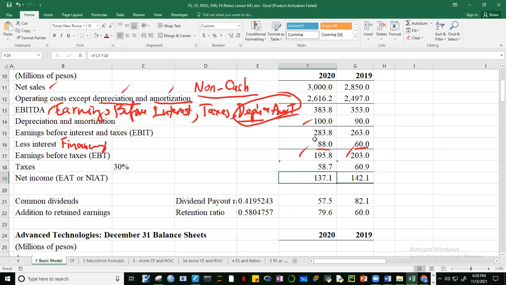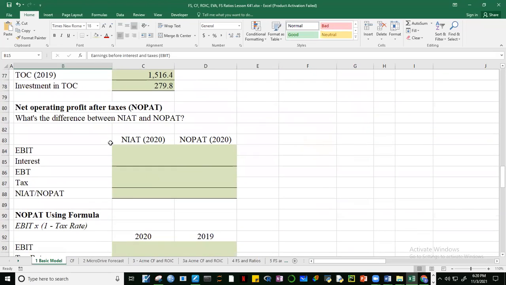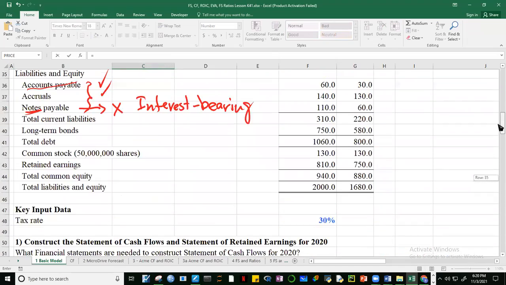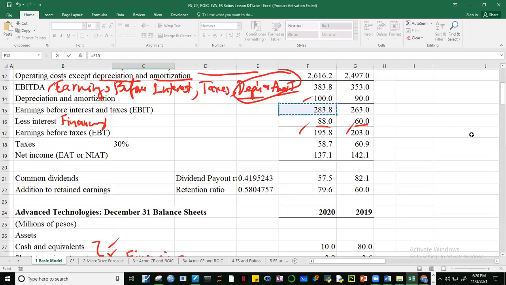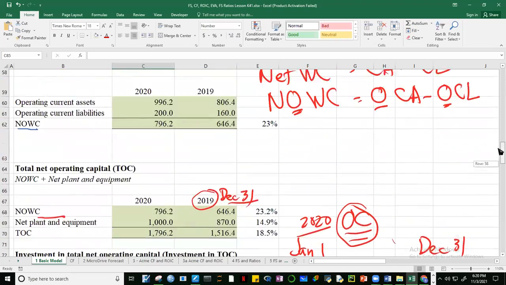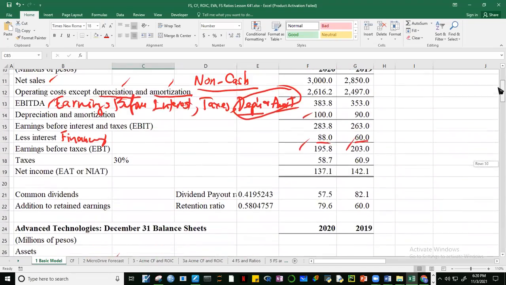Net income is your earnings after tax because we have already subtracted tax. Okay, so we'll pick up these values. We'll be starting from EBIT, earnings before interest and taxes, another name for which is your operating income. Let me just copy that. Our EBIT is 283.8.